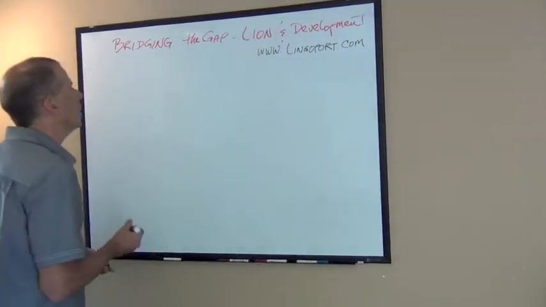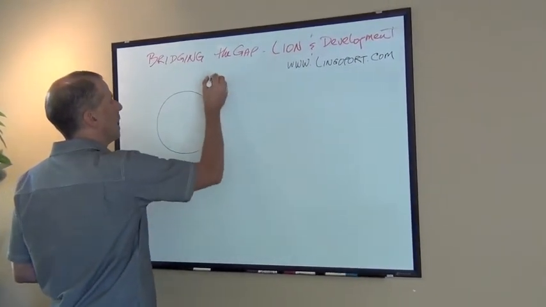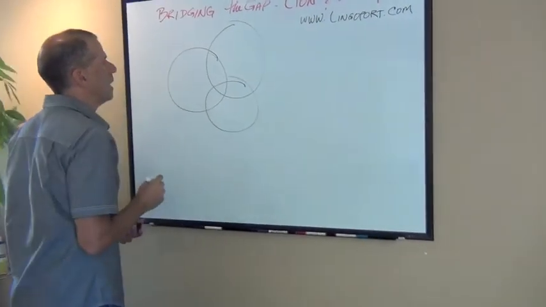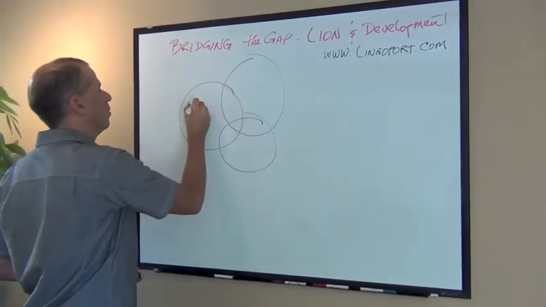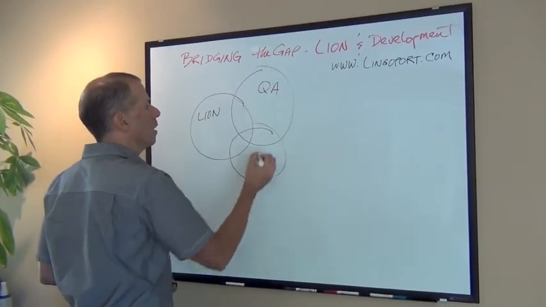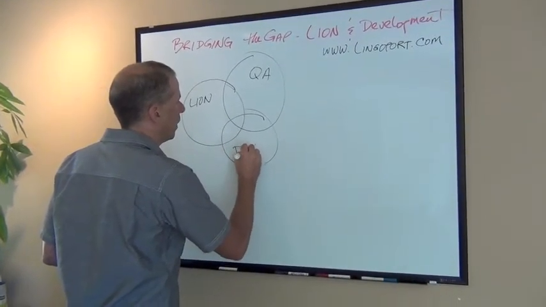So let's look at the organization a little bit. I'll draw a little Venn diagram here. Over here I'm going to put localization. Here I'm going to put QA, and there's no particular order for this. And here I'll put development.